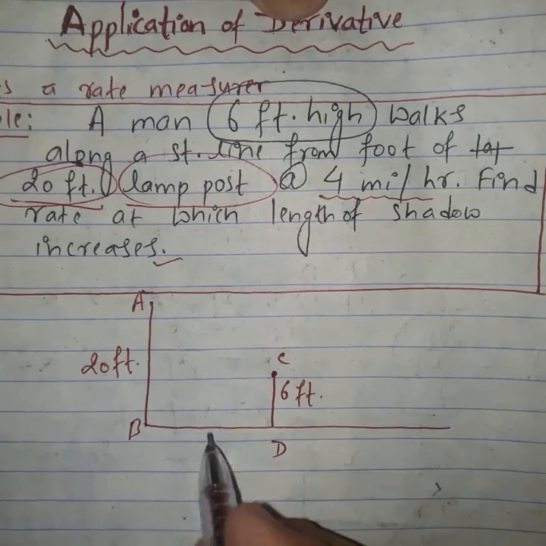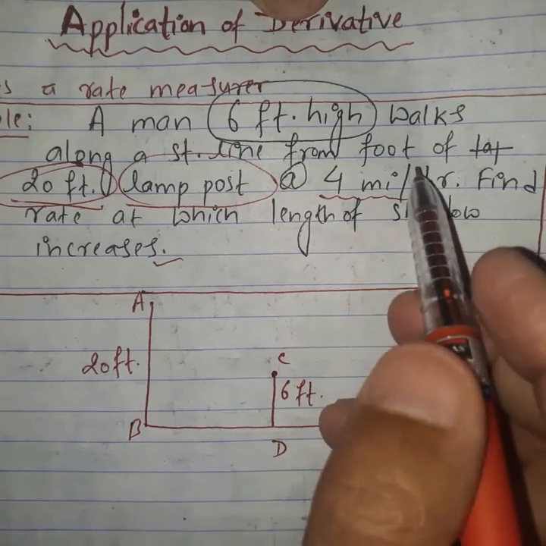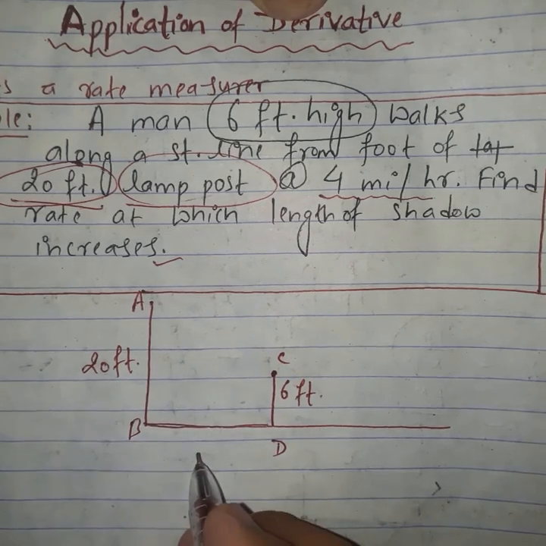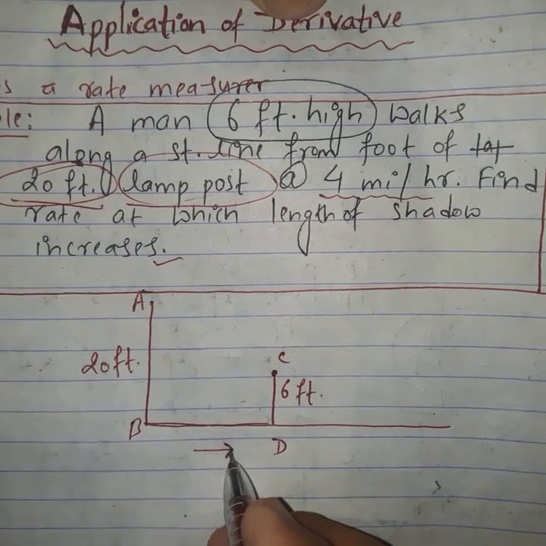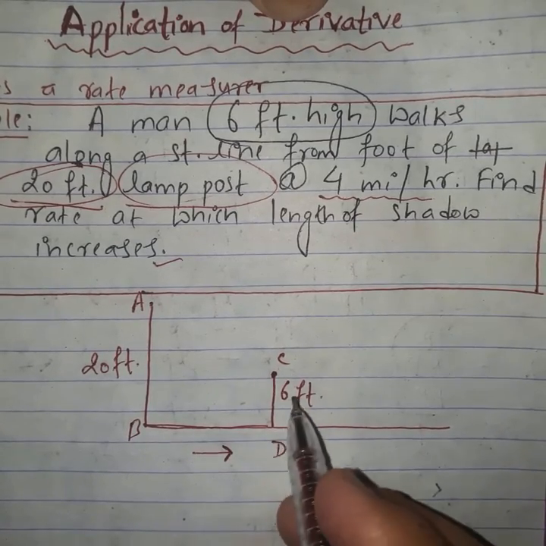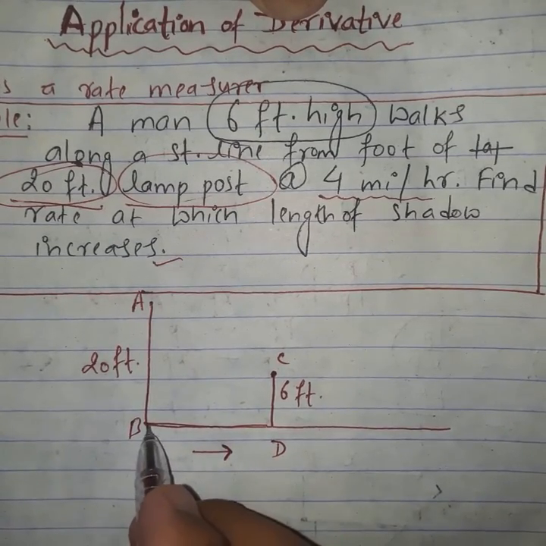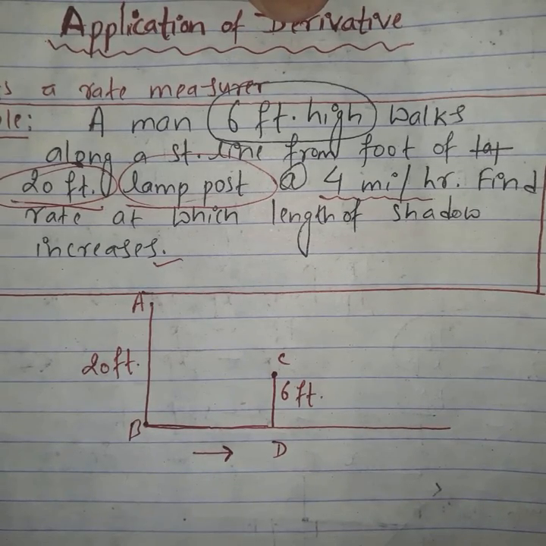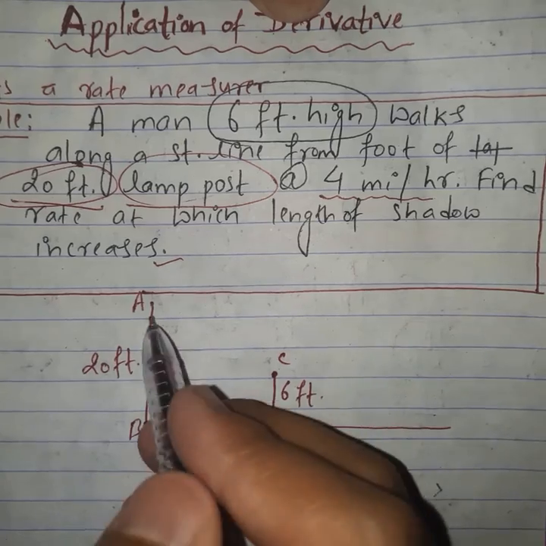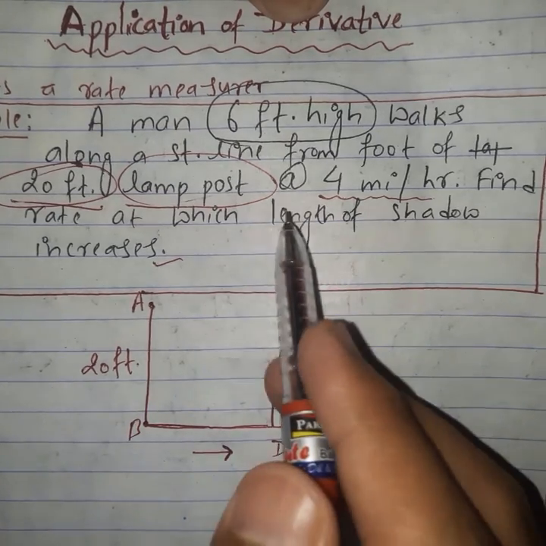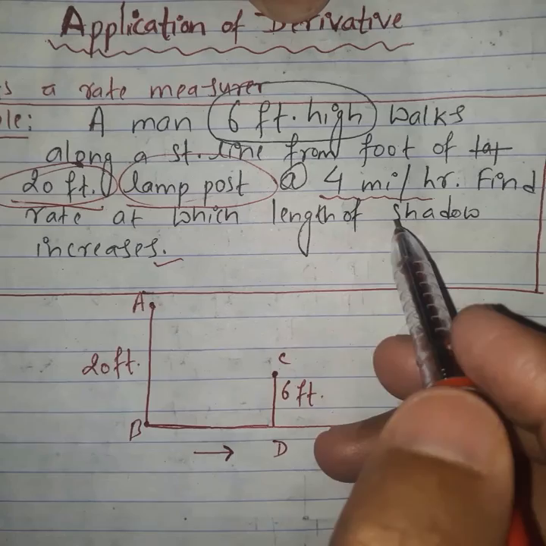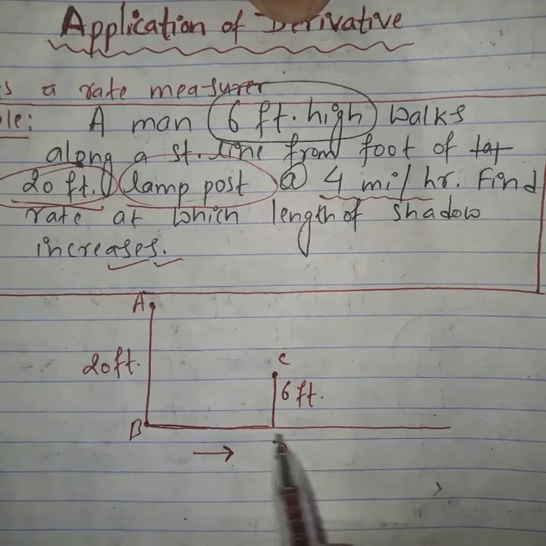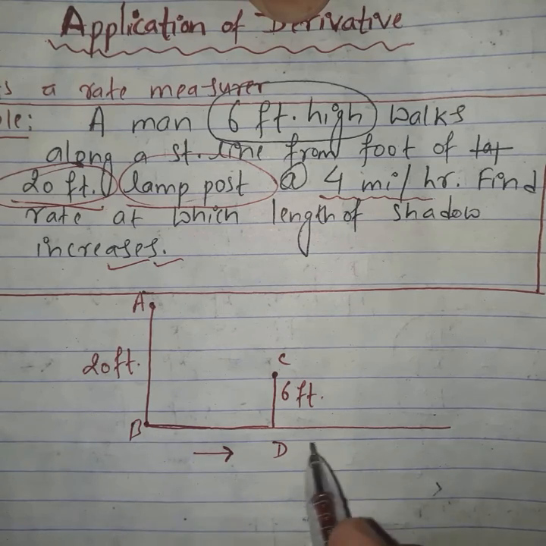He moves away from the lamp post. He moves in this direction. This arrow shows the movement of the man from the foot of the lamp post. This is the foot of the lamp post. Here is the light on the lamp post. We have to find out how the length of the shadow increases, and as the man moves away from the foot of the lamp post, the shadow will increase.